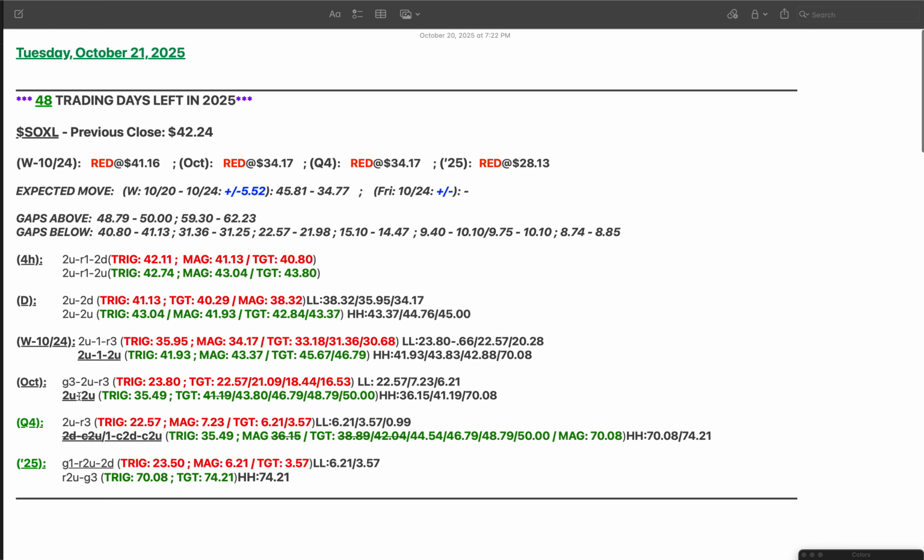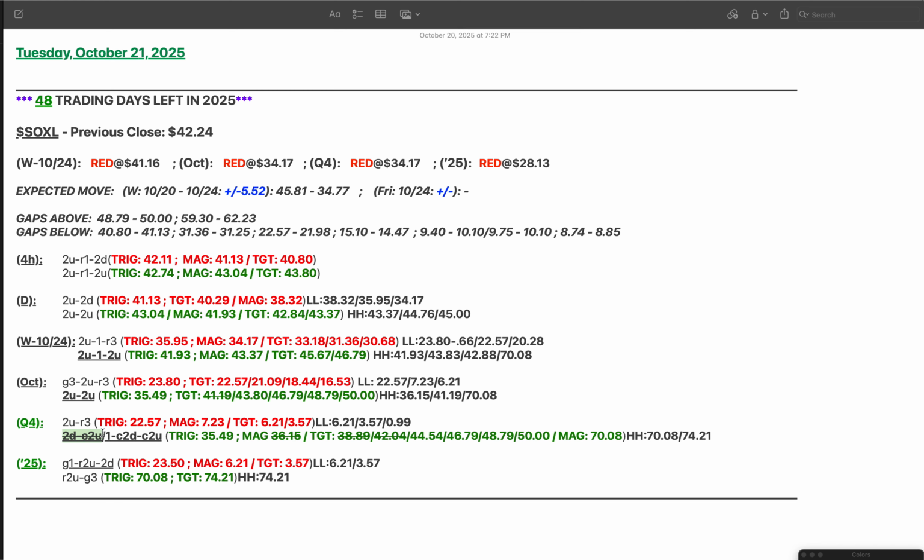We talked about how on the month we've triggered the 2 up. We triggered at 35.49. Excuse me. We've hit our first target of 41.19. Looking for that second target of 43.80, and extended targets of 46.79, 48.79, and 50. Right. From the month perspective, to get a red 3 or a bearish engulfing, we'd have to go all the way to 28 or 23.80. So not close to doing that right now. If we start to move in that direction, then we'll talk about that more then, but no real point of going over those triggers and targets.